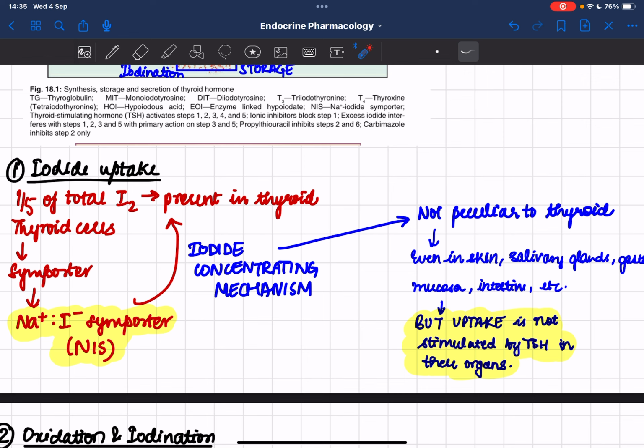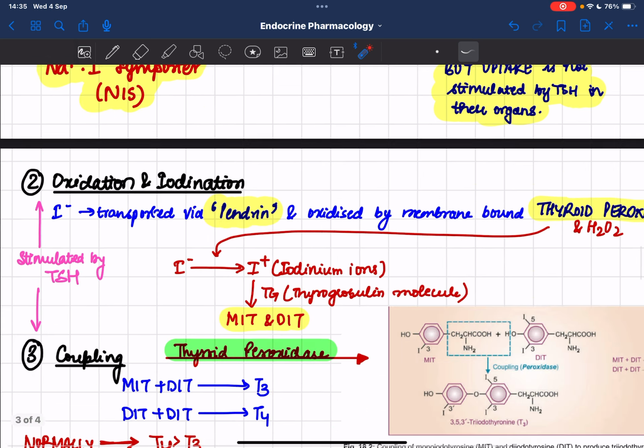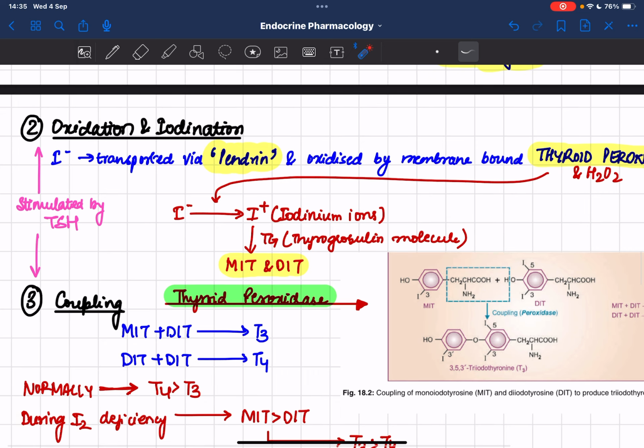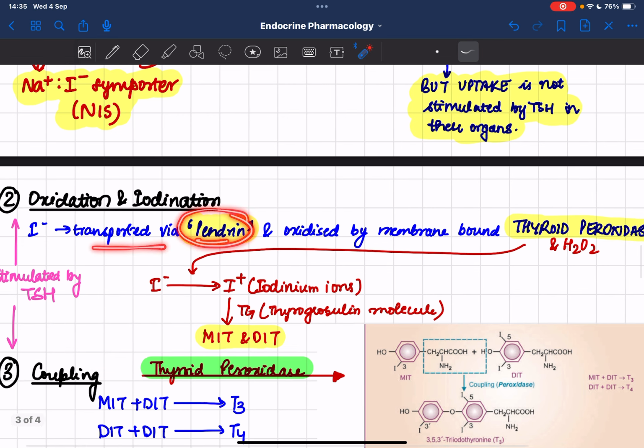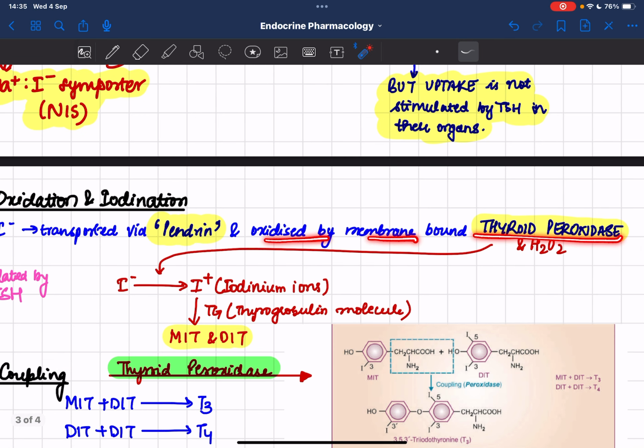Okay, that is obvious. It's thyroid stimulating hormone. Getting my point. Next step was oxidation and iodination. So I negative, as I told, was transported via pendrin and oxidized by thyroid peroxidase. This was an important step that we missed.